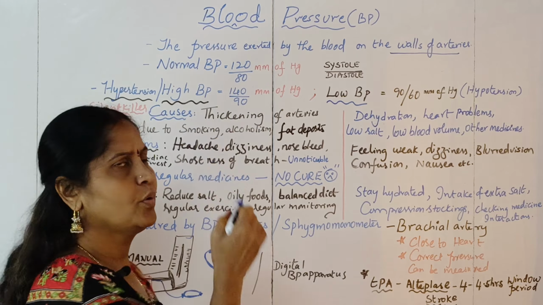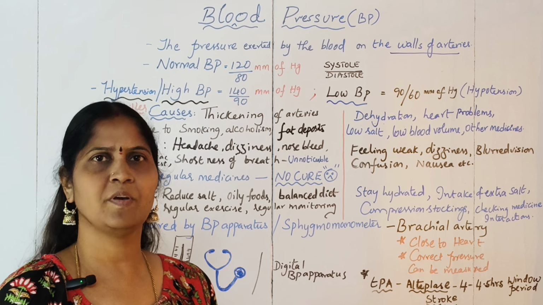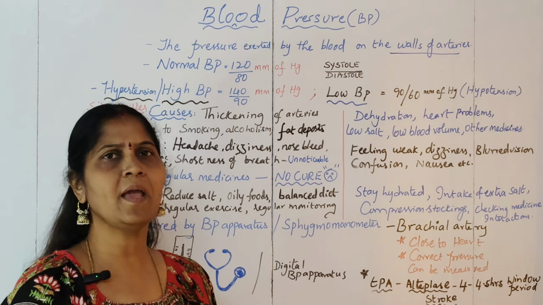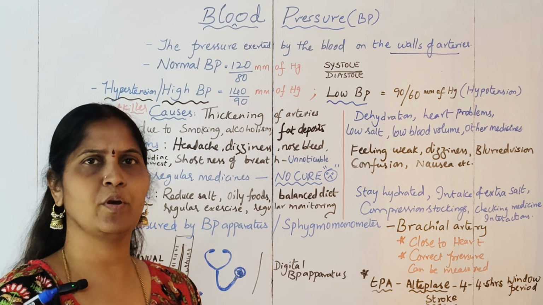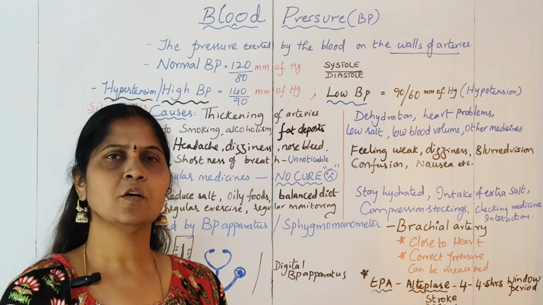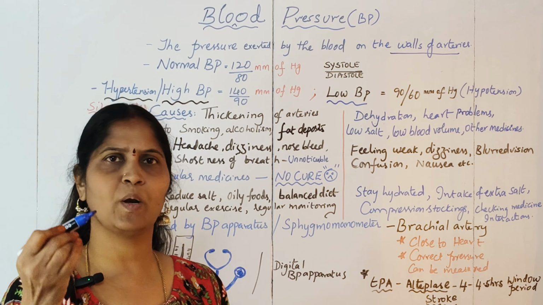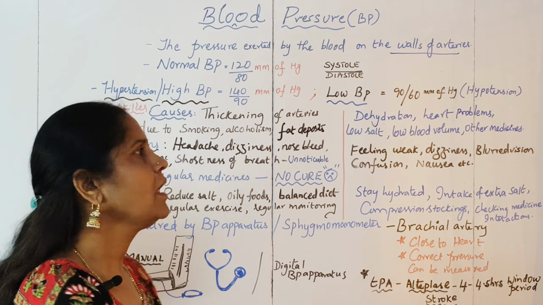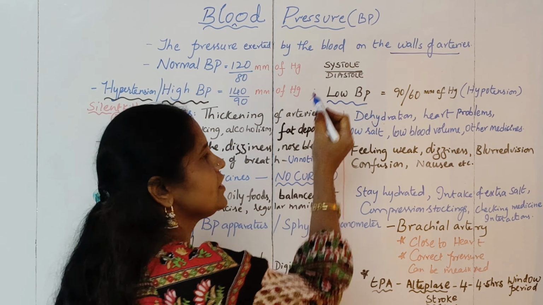So coming to what is the normal blood pressure we have. We have a normal blood pressure of 120 by 80 millimeters of mercury. It is measured in terms of millimeters of mercury. So the normal BP value is 120 by 80. What do 120 and 80 represent? The 120 represents what is called systole.